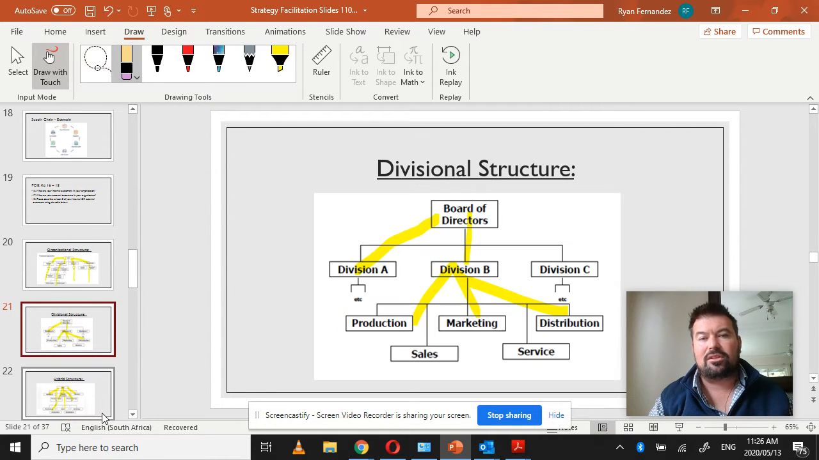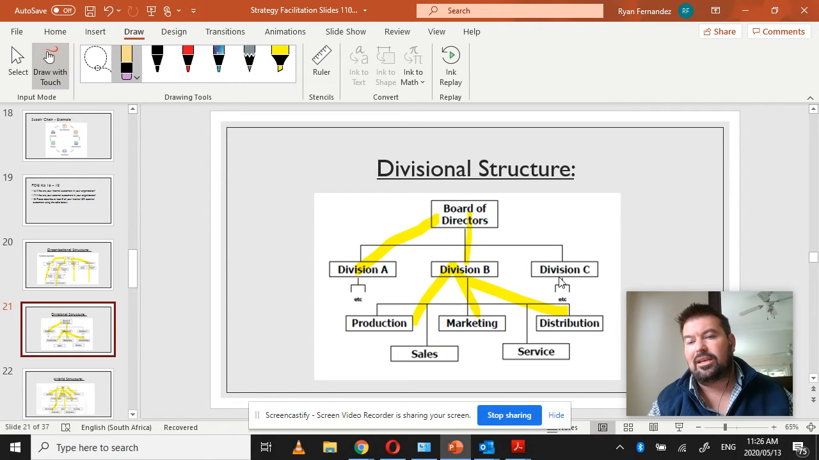You also have something called divisional structures. So you've got a board of directors, but underneath the board of directors, there are different divisions. That could be geographic divisions. So let's say Cape Town, Gauteng, and KZN. They would all be the head of those regions, and they'd go into the board of directors. And underneath each region, there would be different functions. So production, marketing, and distribution would all go into a regional head and then into a board of directors.